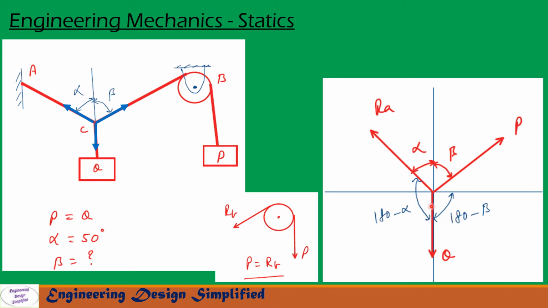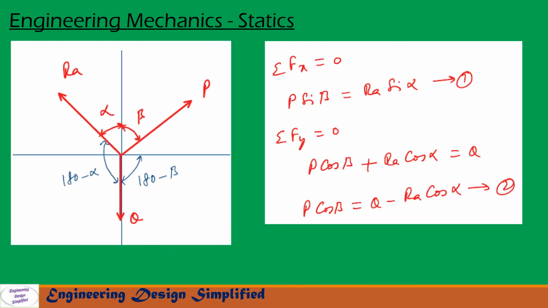Now let us transfer these forces and reactions to the XY plane. On the XY plane, we have Q acting downwards, and P acting towards this direction. The angle between the vertical and P is beta. Similarly, RA, the tensile force in this side of the string, is acting towards this direction, and the angle between the vertical and RA is alpha. Now let us resolve forces along the x and y directions.